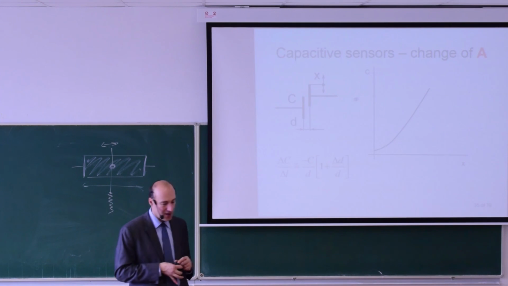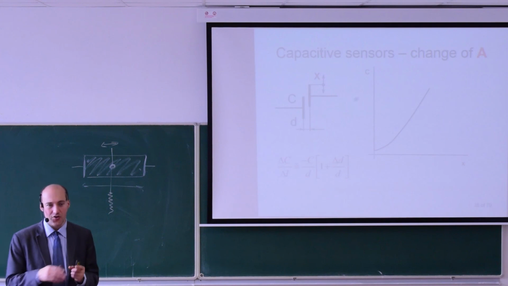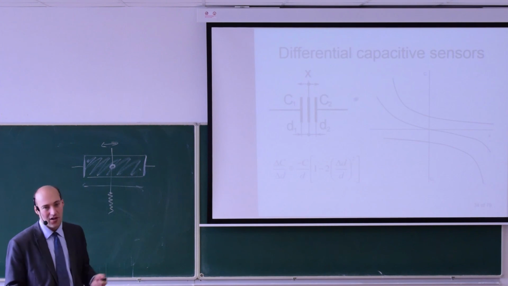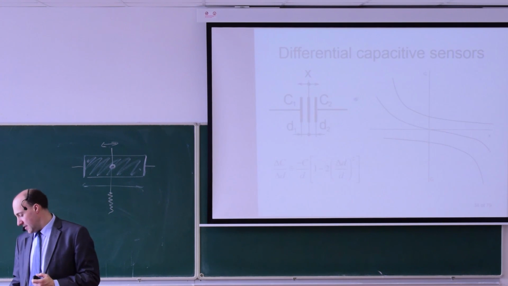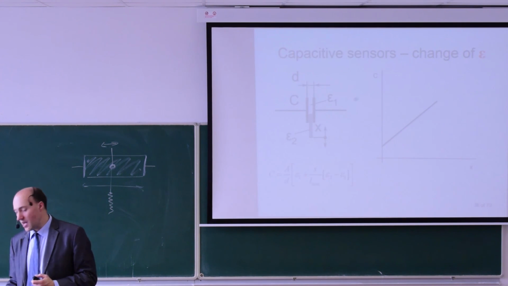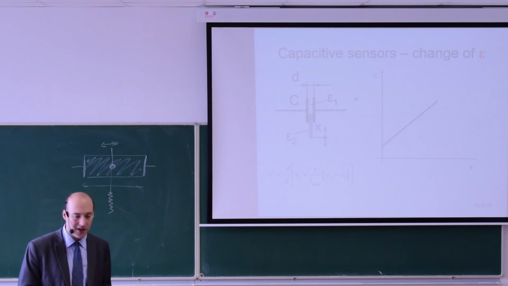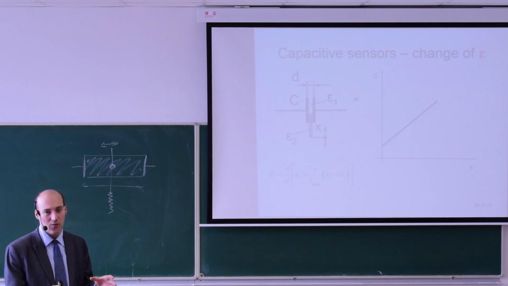So this principle is, on the other hand, good for larger distances. The principle here was good for very small distances. And the third possibility is that I can change the material. This is typically used in liquid level sensors. So you have a tank with some liquid.